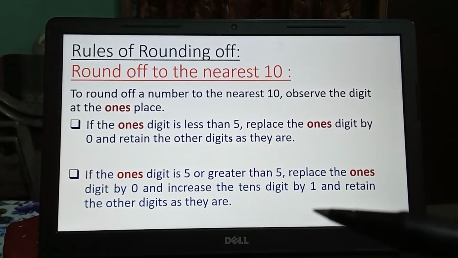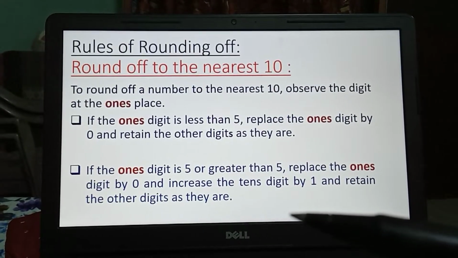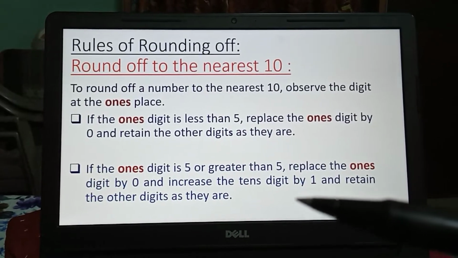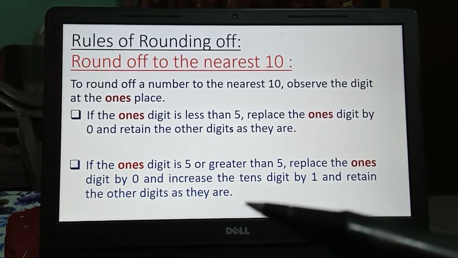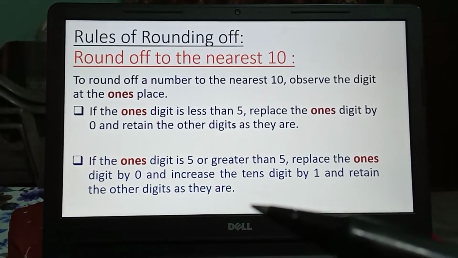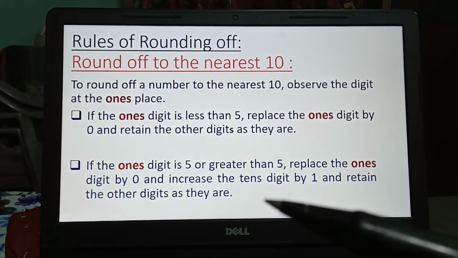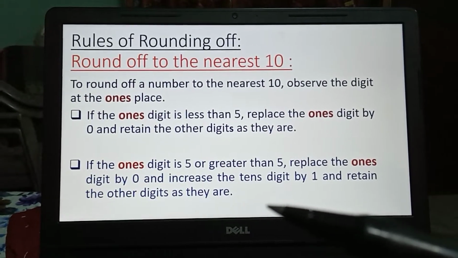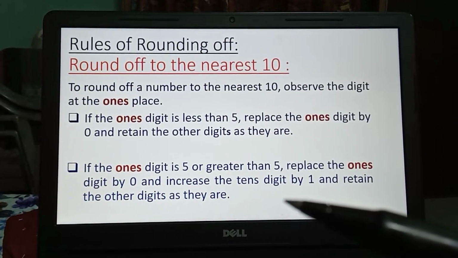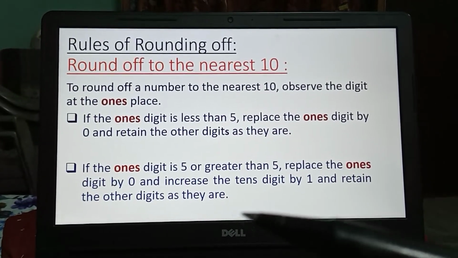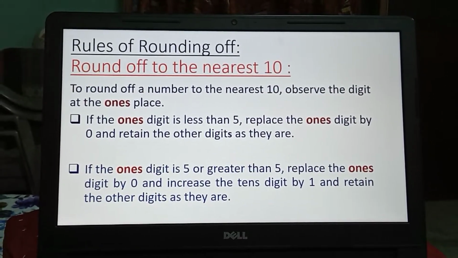Now rule number 2. If the digit at the ones place is 5 or more than 5, then the digit at the ones place will become 0, but at the same time, children, we will increase the tens digit by 1. Suppose the tens digit is 5, it will become 6. If the tens digit is 7, it will become 8, like that, and other digits will be the same. So I will show you this with an example, children.